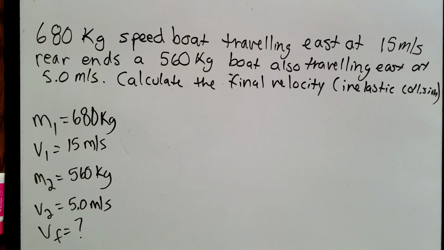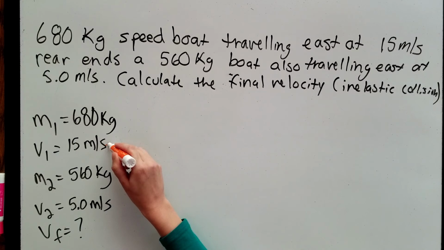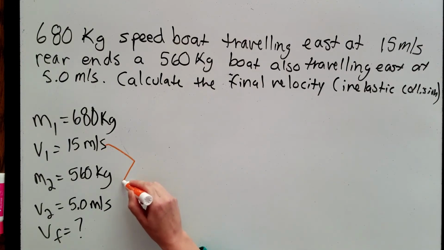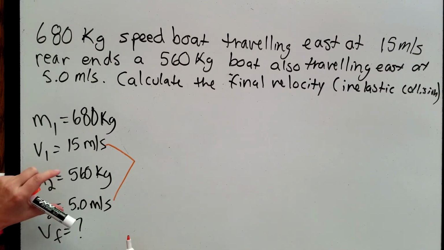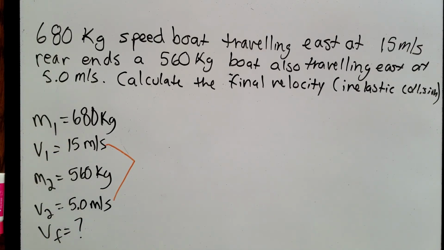And remember, when we calculate this, the first boat going faster, when it collides with the second boat, is going to slow down, right? Running into that second boat, it's going to transfer some of its momentum, and then that second boat's going to speed up. So our final velocity should be somewhere between 5 meters per second and 15 meters per second. That's a check we're going to do at the end to make sure that we did the problem correctly.